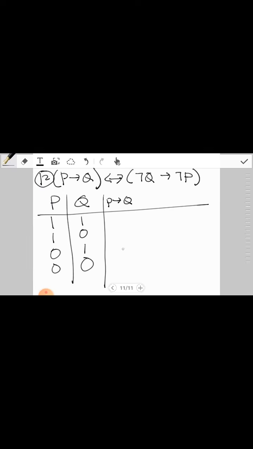If the first proposition is false, this must be true. First proposition is true, second proposition is true. This is also true. First proposition is true, second proposition is false. This must be false. So that's the left side. And then for the right side, we need not Q implies not P. Not Q, so we negate this. This becomes the first proposition, also not Q.